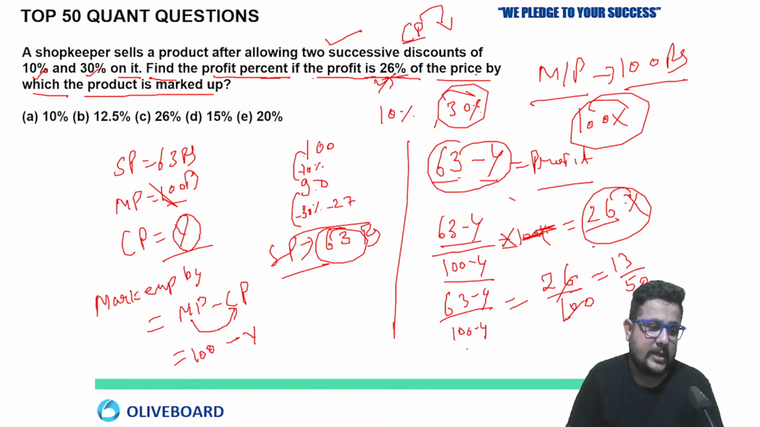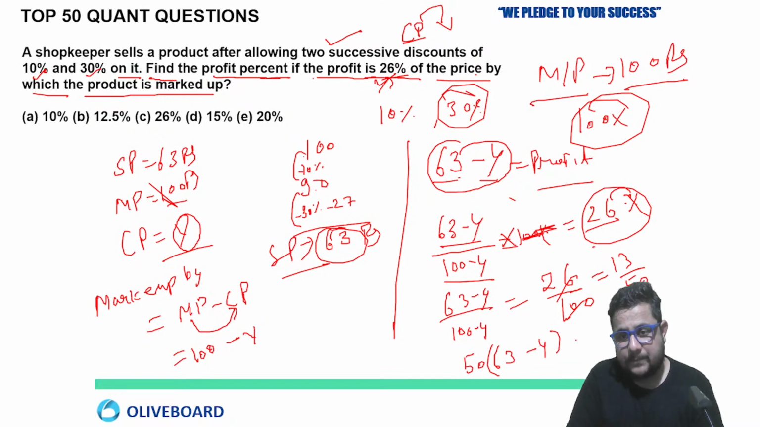Yes, absolutely correct. Profit is 26. Profit is also going to be 26. Your answer is correct. Now 50 multiply 63 minus y equal to, okay, I think this part is not visible. Okay, I'm just going to remove this one now. Okay, I'm just putting calculation here.